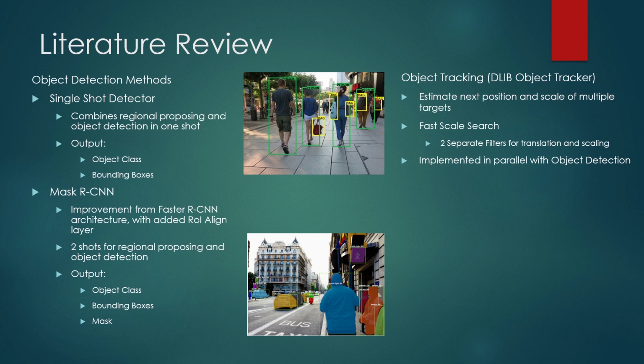For object tracking, more specifically Dlib object tracking, it estimates the next position and the scale of multiple targets using the fast scale search, which implements two separate filters for translation and scaling, and this object tracking algorithm will be implemented in parallel with object detection.